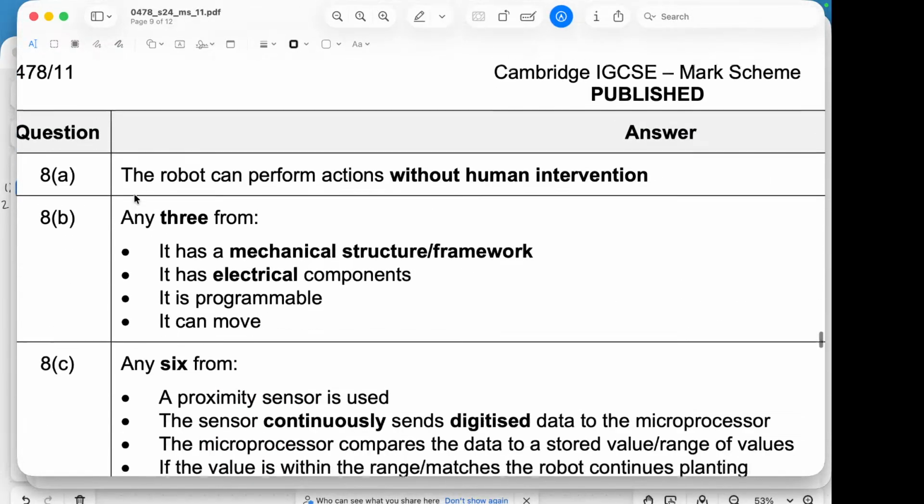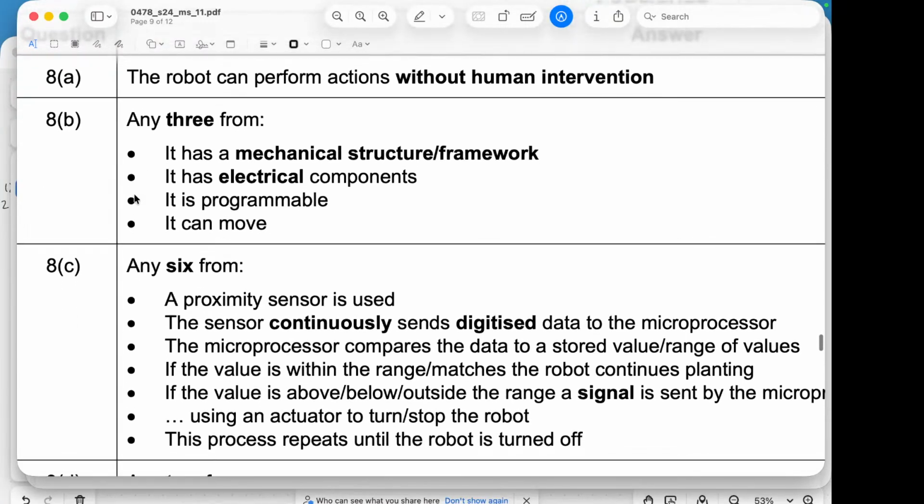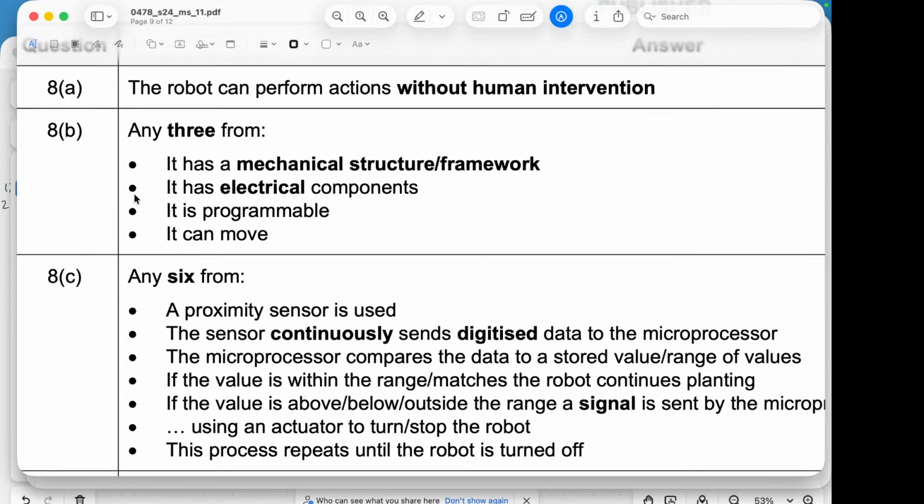So basically it says a proximity sensor. LiDAR, I don't know, they should give you a mark for that because that's the latest technology. Proximity sensor is used. The sensor continually sends digitized data to the microprocessor. The microprocessor compares the data to a stored value or range of values. If the value is within the range or matches, the robot continues planting.